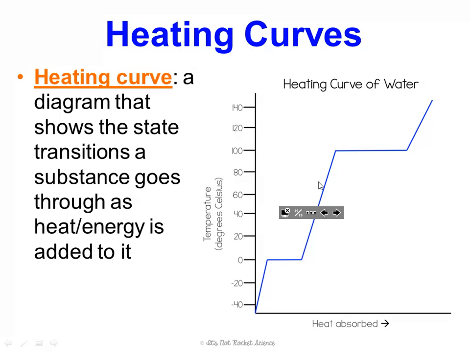So a heating curve is a diagram that shows the state transitions a substance goes through as heat or energy is added to it. So a diagram that shows the state transitions, that's a key word here, that substances go through as heat or energy is being added. So another way we can look at this is on the bottom there, instead of heat absorbed, we can also look at it as saying heat added.